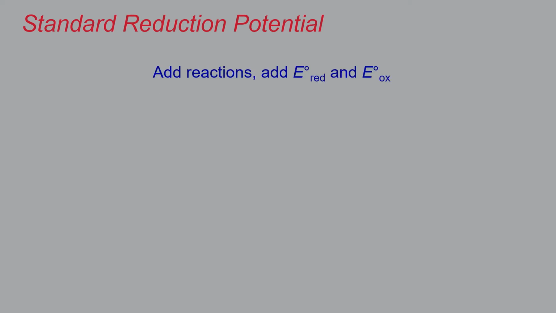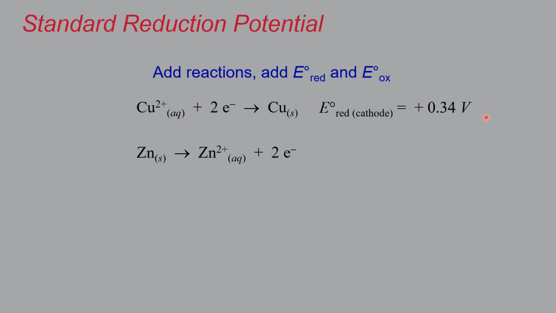And basically, to get the standard cell potential, just add the reduction and the oxidation potential. So for the example, we know that the copper plus 2 is going to stay as is. That's going to be the reduction half reaction that occurs at the cathode. So that's going to contribute positive 0.34 volts. The zinc will be reversed to form the oxidation half reaction, zinc metal becoming zinc plus 2 and 2 electrons. So then this is the oxidation potential at the anode, which is now going to be a positive 0.76 volts.